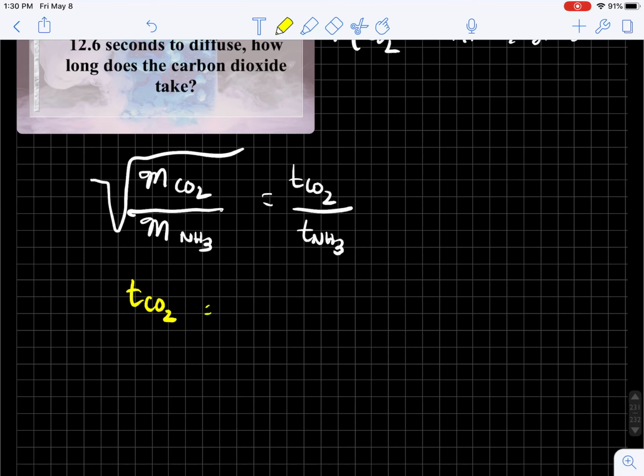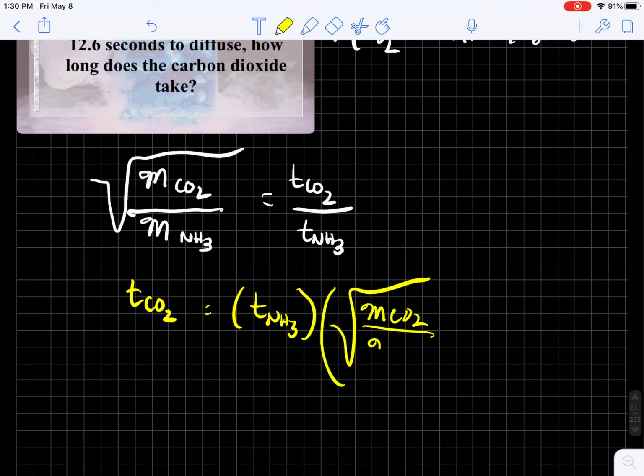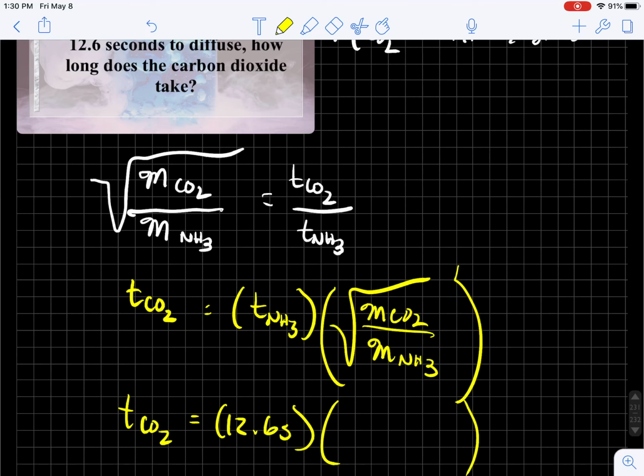So now we can substitute in. Well, actually, I'm supposed to solve for time for carbon dioxide first. So time for carbon dioxide is going to be time for the ammonia, if we're doing the algebra here, times the square root of molar mass of carbon dioxide over molar mass of ammonia. Right. Now I can substitute in. So we have 12.6 seconds, and we're going to multiply that by the square root of 44.007 divided by 17.031.